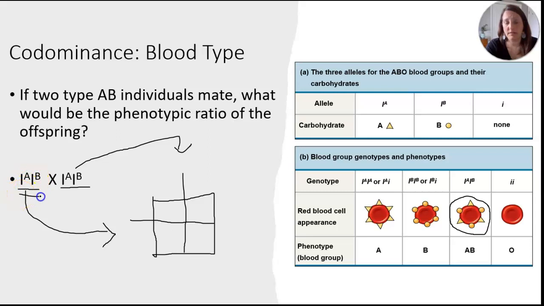So this parent's gametes, half of them, will be IA. When you type a capital letter I, it looks like that, but I actually usually make it look like this. Okay, the other half of this parent's gametes will be IB. Okay, the same thing across the top. It's the same exact genotype. So half of the gametes from that parent will be IA, and the other half will be IB.